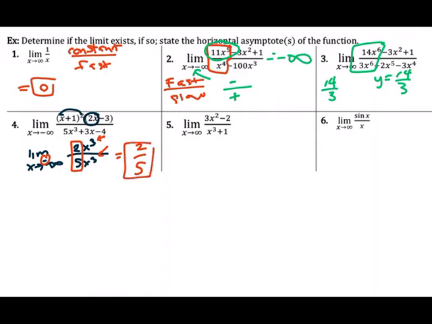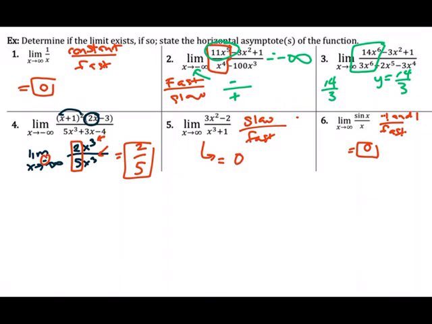On number 5, the degree of the numerator is moving slower than the degree of the denominator, which means that this limit is going to be equal to 0. And then the last one in this section, the limit as x goes to infinity of sine of x over x. Well, the denominator is moving incredibly fast, and the numerator is basically going back and forth between -1 and 1. And even though it's oscillating back and forth, that oscillation is irrelevant with how quickly the denominator is growing. So this limit is going to be equal to 0.